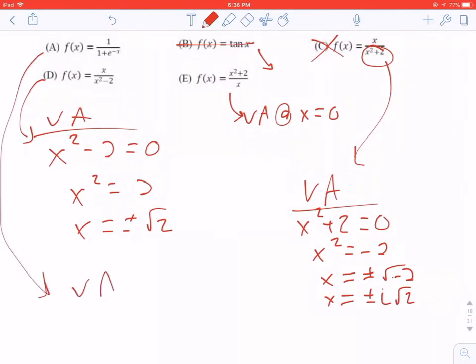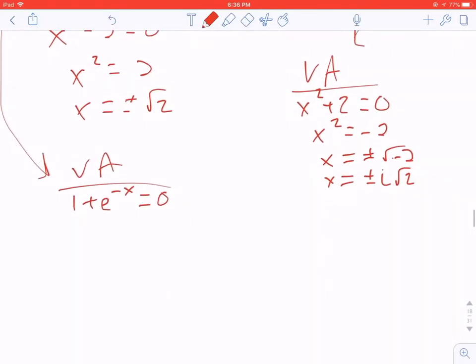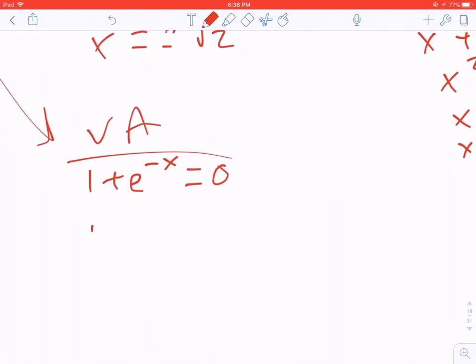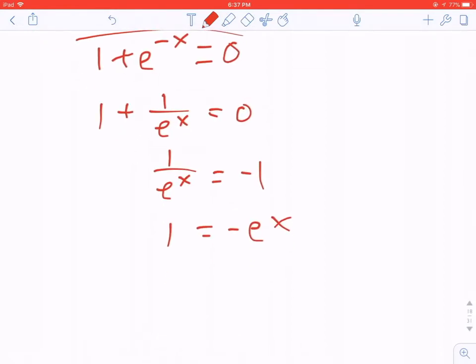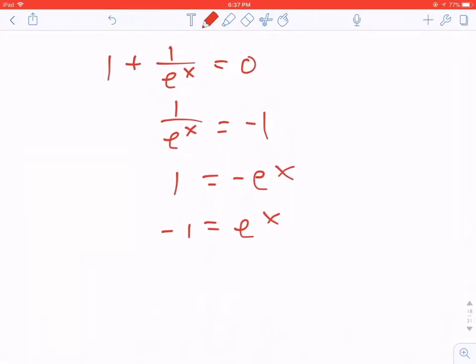If we set that denominator equal to 0 and try to solve it, you'll find that there's no solution. E to the 0 is the same as 1 over e to the x. If I subtract the 1 from both sides, then multiply both sides by e to the x, divide both sides by -1, we end up with this. Exponential functions, unless there's some kind of translations, have a vertical asymptote. That's not true.